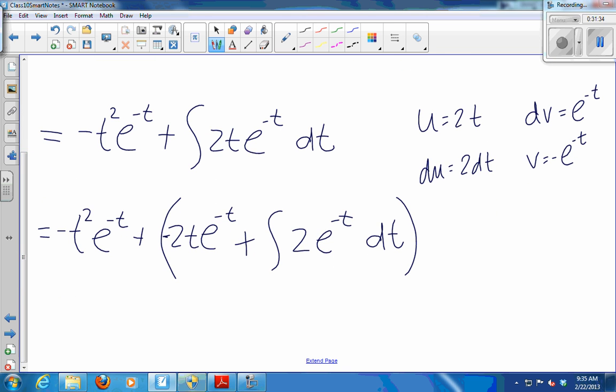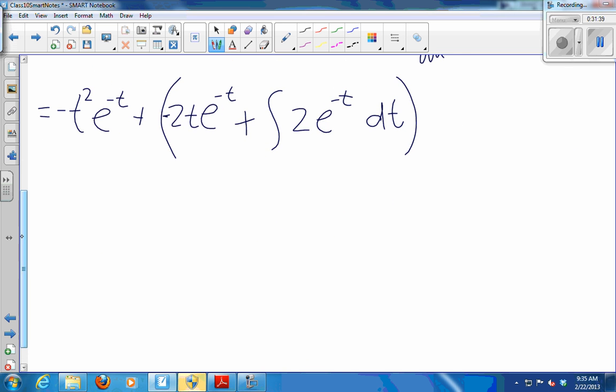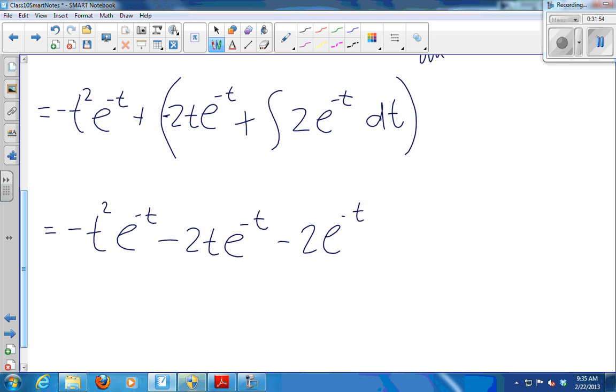Okay, so then that last one is not too hard to integrate. And I have negative t squared e to the negative t minus 2t e to the negative t. And then the integral of this would be minus 2e to the negative t plus c. And can I combine any terms here? e to the negative t is in everything. I could factor that out.